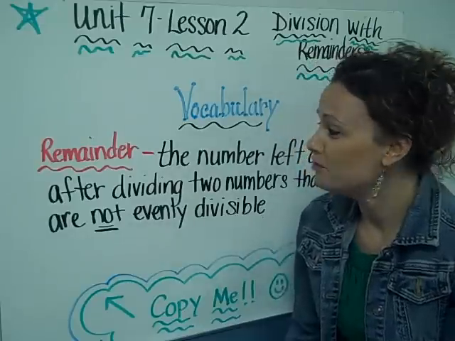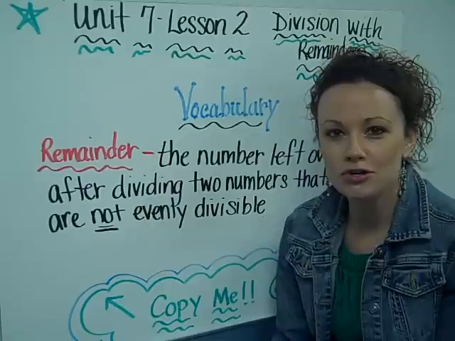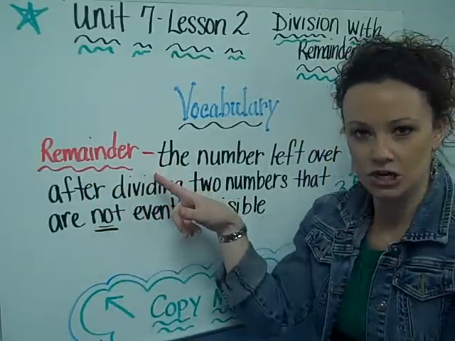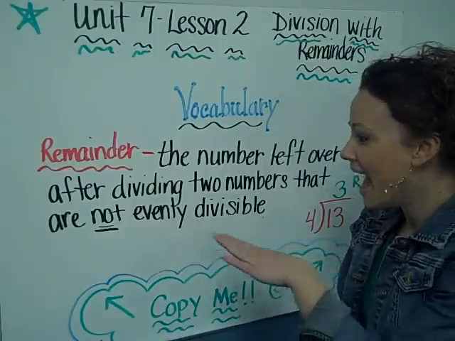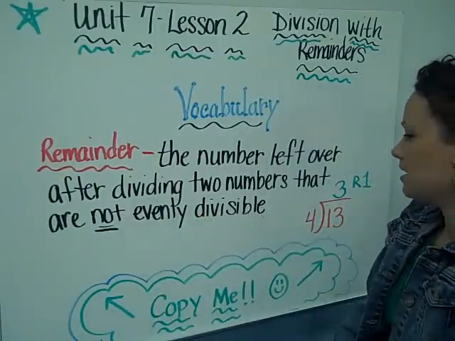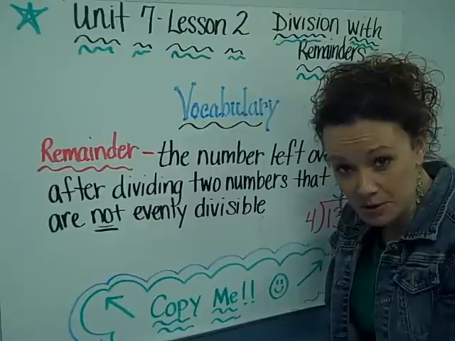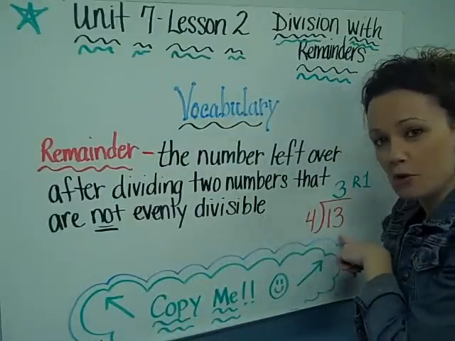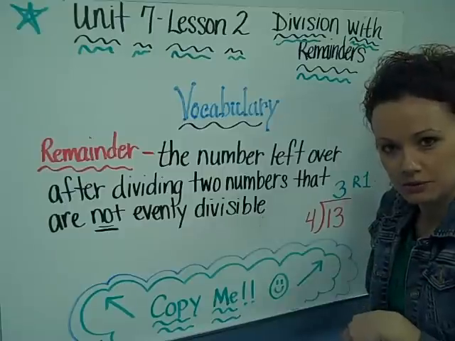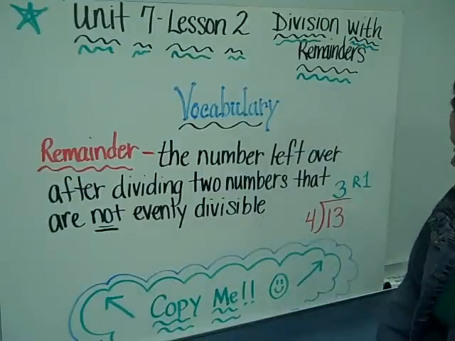After you've done that, we're going to move on to some new vocabulary. Our new word is remainder. And what the remainder is, it's the number left over after dividing two numbers that are not evenly divisible. So I want you to copy this and the example into your notebooks under section 2 of your homework sheet.